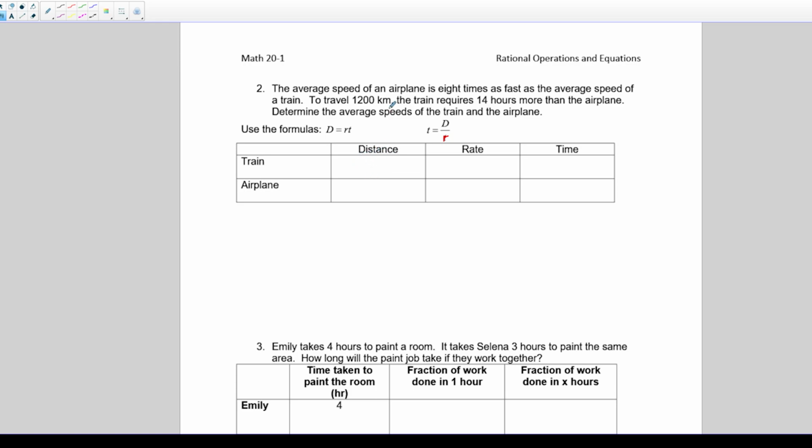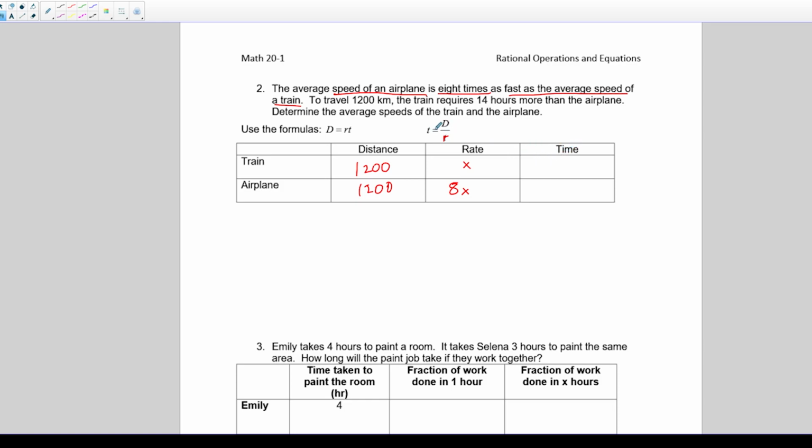So first of all, if we're looking at the train, they're both going to travel 1,200 kilometers. So we can go ahead and write that down first. They both travel 1,200 kilometers. Their rate is going to be a little different. We already know here that the speed of an airplane is 8 times as fast as the speed of a train. So it's 8 times faster than the train. So we're going to say that the speed of the train is x, and then that means that the speed of the airplane is going to be 8 times x, or just 8x.